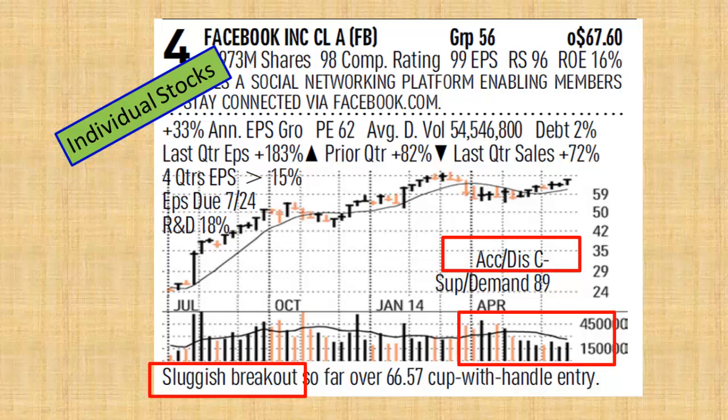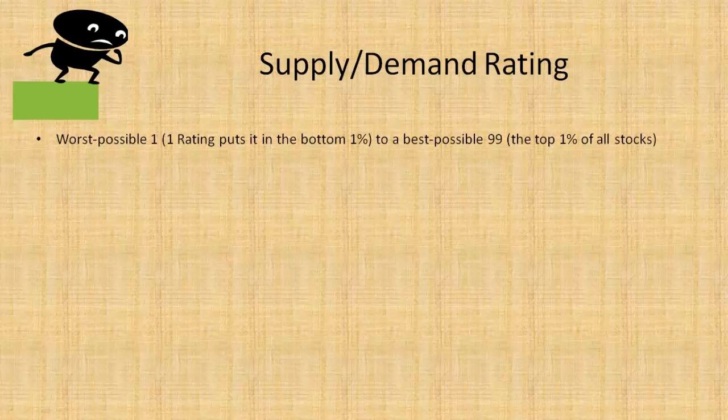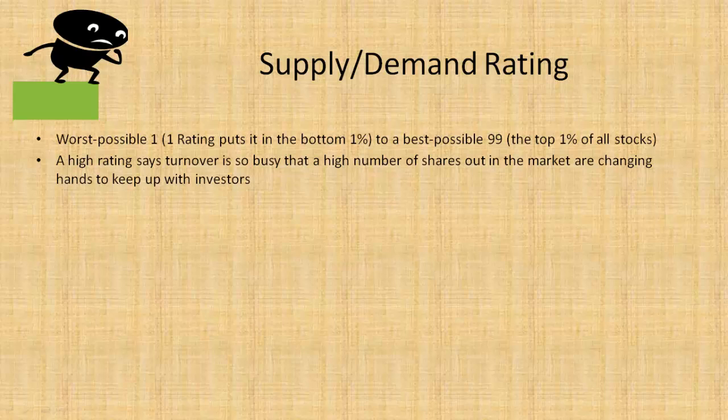In the IBD 50, Big Cap 20, and Week in Review, which you find in the paper, you'll see they all come with these little mini chartlets. In them, you can find accumulation and distribution ratings, as well as supply and demand ratings. Let's take a minute to look at how the supply and demand rating works. 1 is the worst possible rating, and 99 is the best. If a stock has a 1, it means it's in the bottom 1% of all stocks. If it has a 99, it means it's in the top 1% of all stocks. That a high number of shares that are out in the market are changing hands.